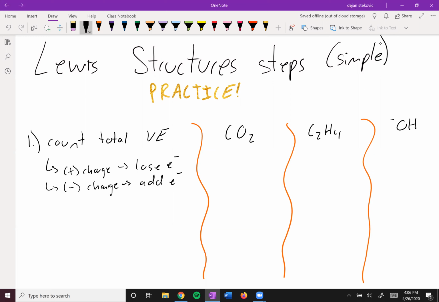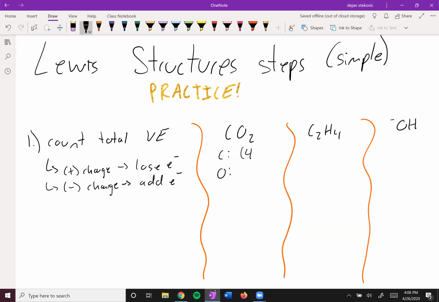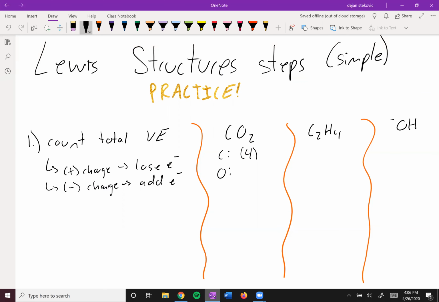So let's take a look at CO2 first. So we've got C and we've got O. If we take a look at our periodic table, carbon has 4 valence electrons. There's only 1 of them. And then oxygen has 6 valence electrons, and there's 2 of them. So that's 6 valence electrons times 2. And then when we add both of these up, we'll get 16 valence electrons.